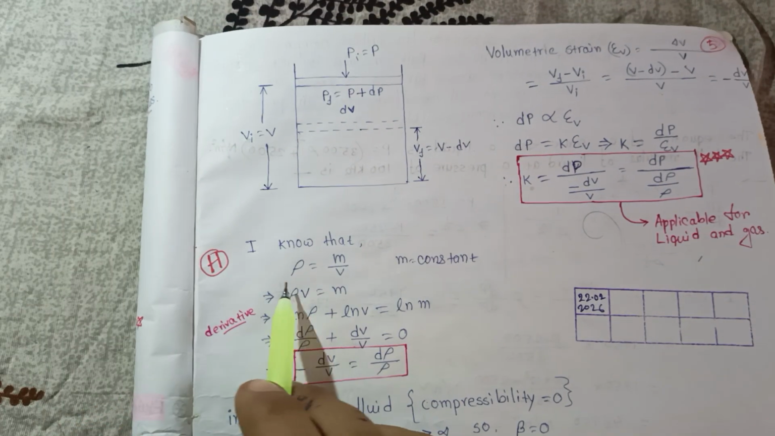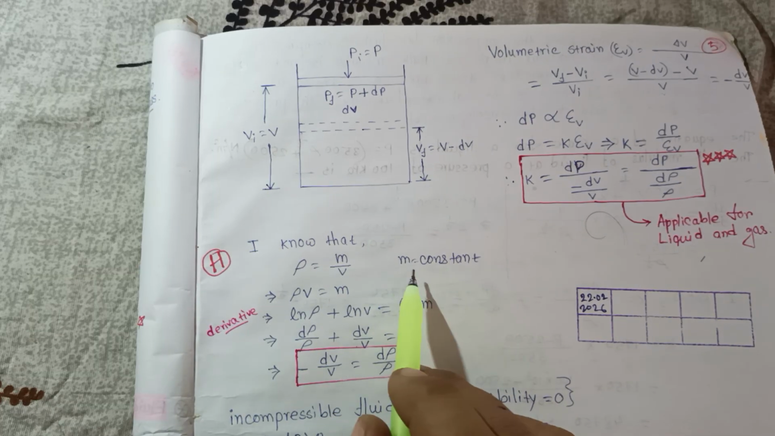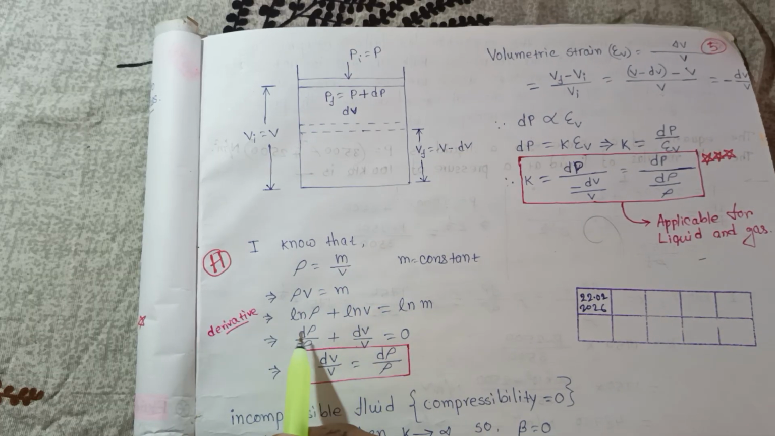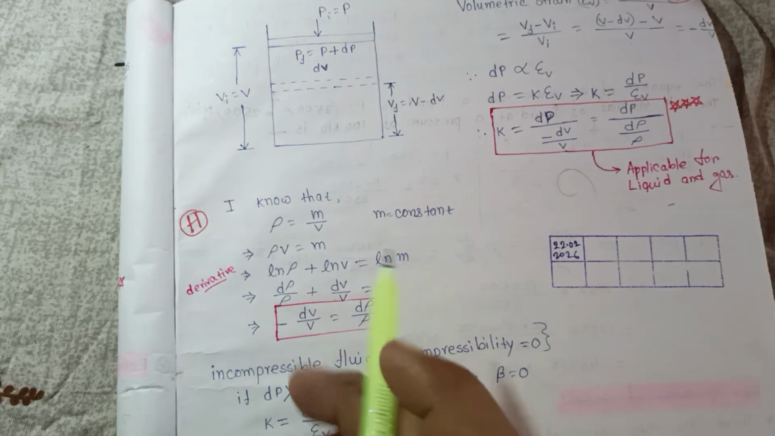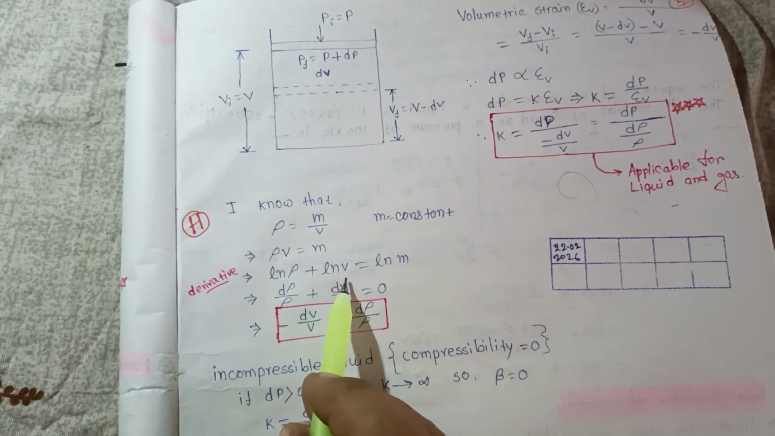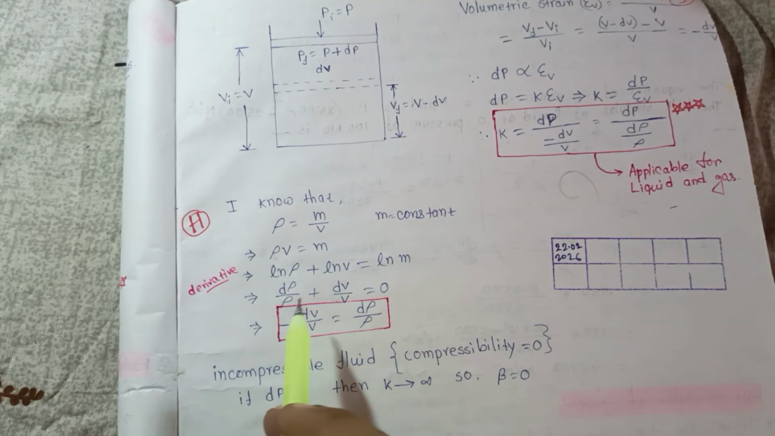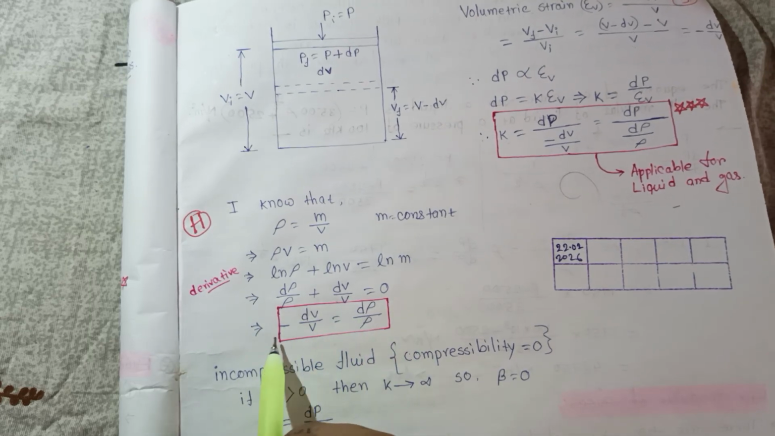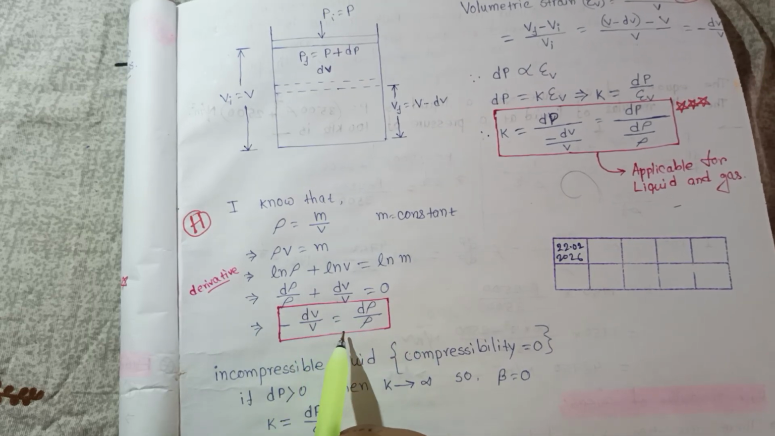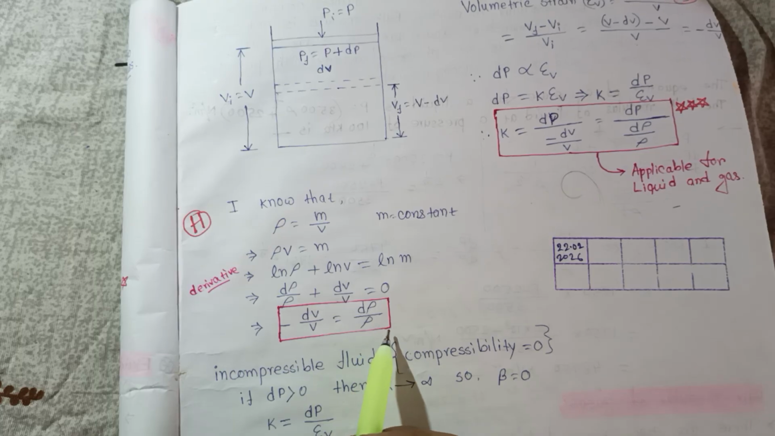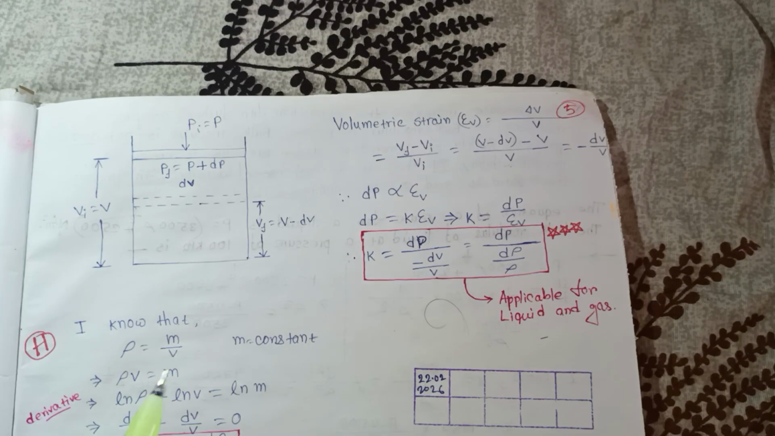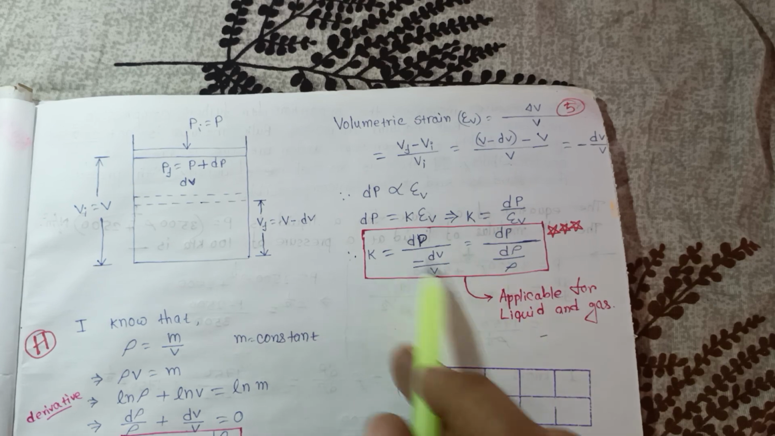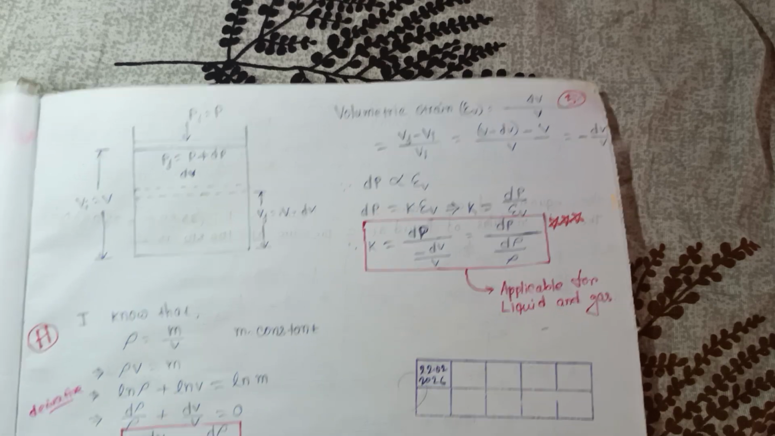We know that rho equals m by V. If m is constant, then rho V equals m, which is constant. So from here you can say that ln rho plus ln V equals ln m. So d rho by rho plus dV by V equals 0. So from here, minus dV by V equals d rho by rho. So this is the formula for bulk modulus, okay.